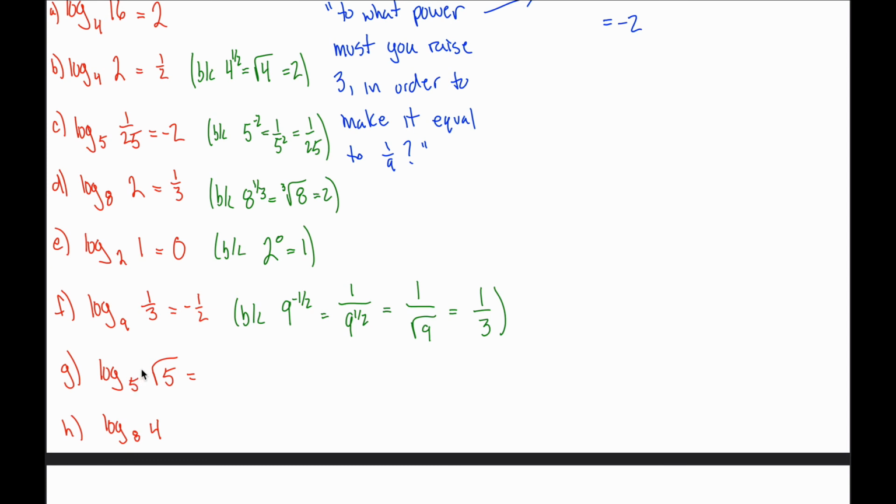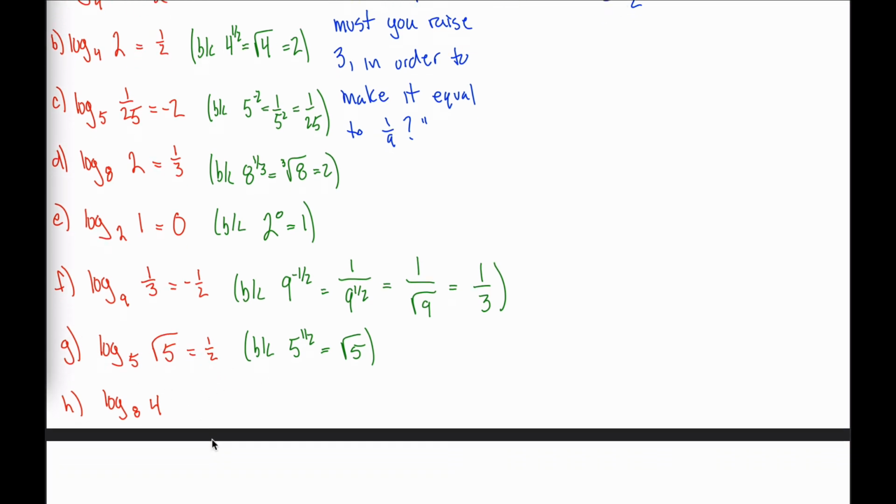Well, 5 to the 1/2 would be 5 to the 1/2. I guess this is equal to 1/2. Because 5 to the 1/2 power just means the square root of 5, the log base 5 of the square root of 5 is just equal to 1/2. And then the last one, the log base 8 of 4.